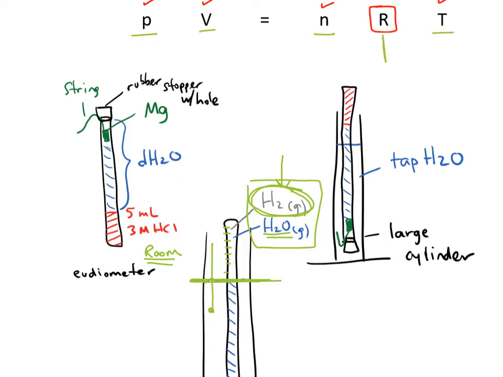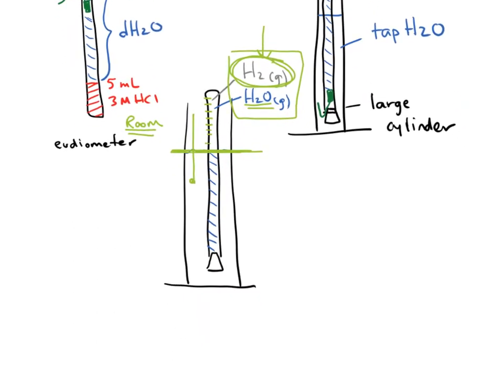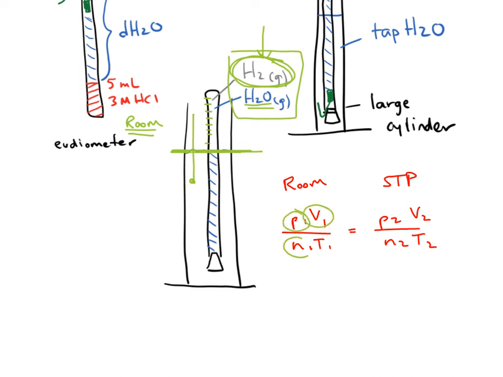Part 2 of this lab is to find the molar volume of a gas at STP. So to do that, you're just going to use a 2-condition problem. P1V1 over n1T1 equals P2V2 over n2T2. You're going to consider the room as condition number 1 and STP as condition number 2. So you've already measured all these things for your P, V, n, and T. You've already measured the pressure of the hydrogen, the volume of the hydrogen, the moles of the hydrogen, the temperature of the hydrogen. That's all from the lab.